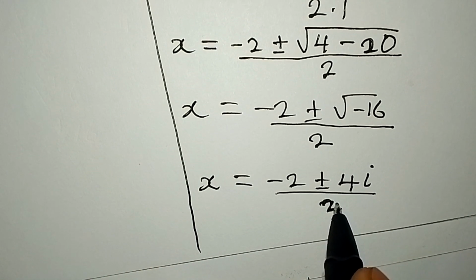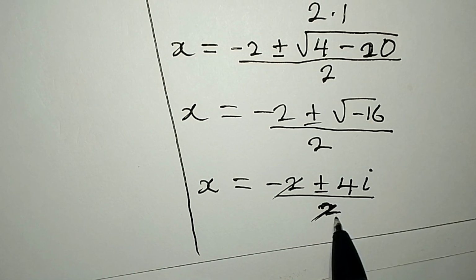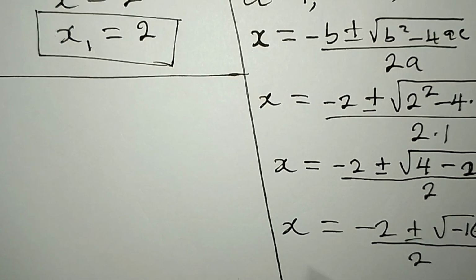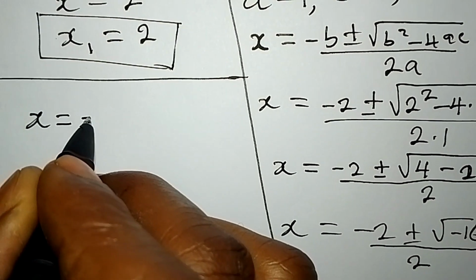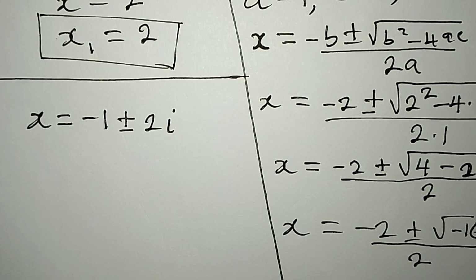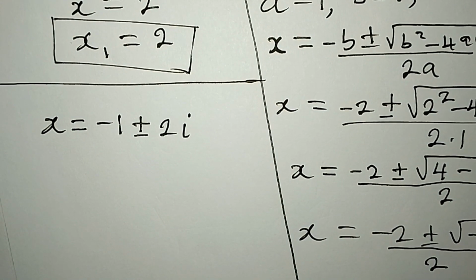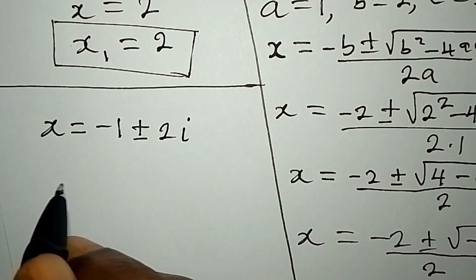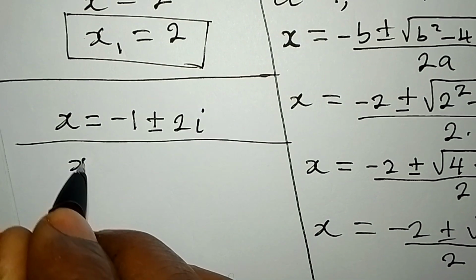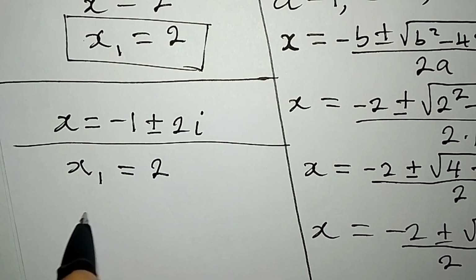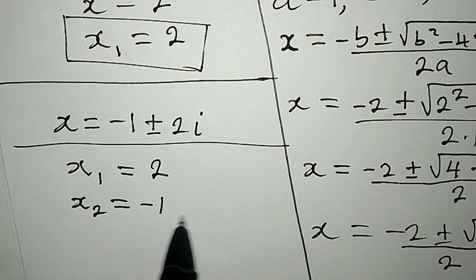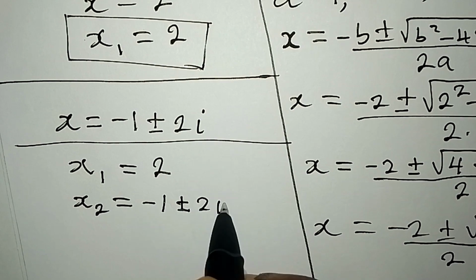Then from here, 2 can actually go there, and the same 2 can go there. So if that is the case, it means that our x will now be equal to minus 1 plus or minus 2i. Okay, so there is no longer the denominator there. Now, to continue with this, we're going to have 3 solutions because this is a 2-in-1 solution. The first one is our x1, which is equal to 2.